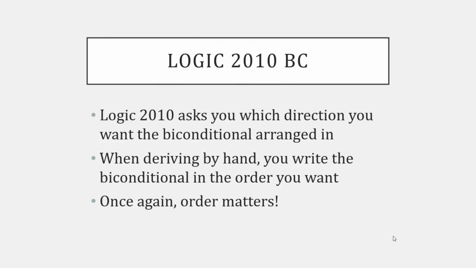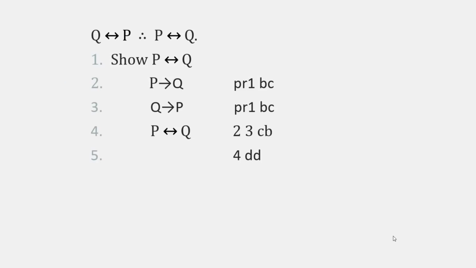And once again, if you're deriving by hand, you do it how you want. And once again, order matters. So if I was to derive Q biconditional P from P biconditional Q, just like with and, I just take it apart. So premise 1, biconditional to conditional, pull out if P then Q. Premise 1, again, biconditional to conditional, pull out the other direction, and then put them back together in the order that I want.